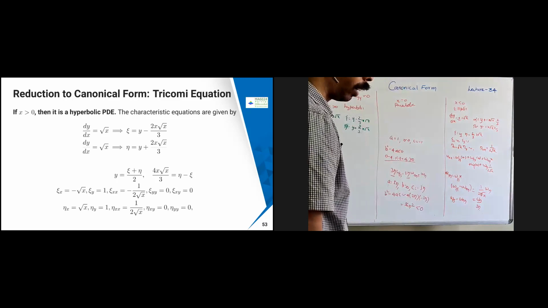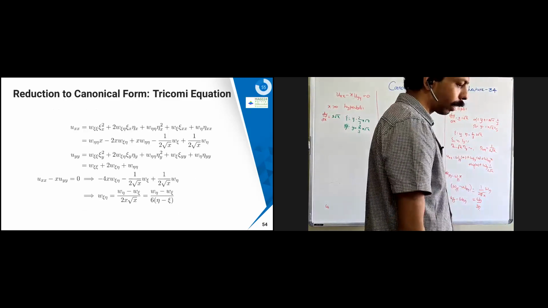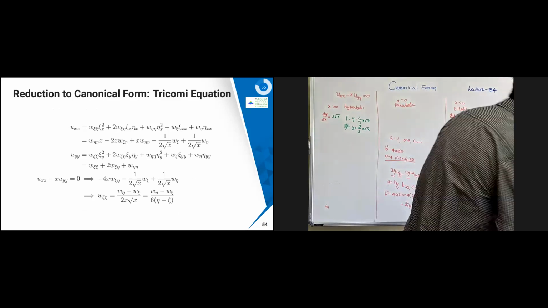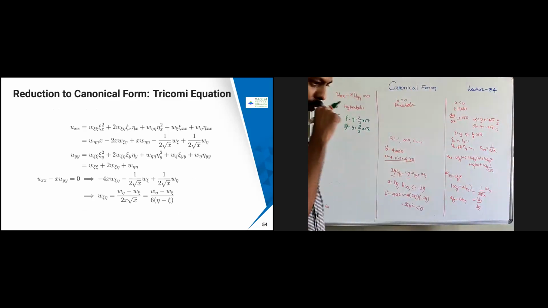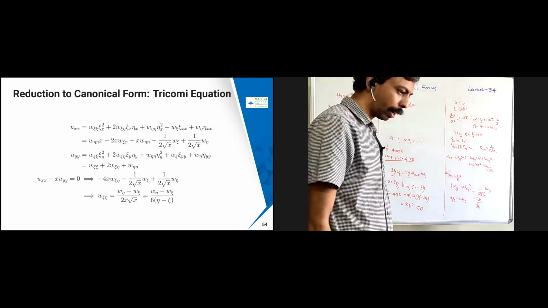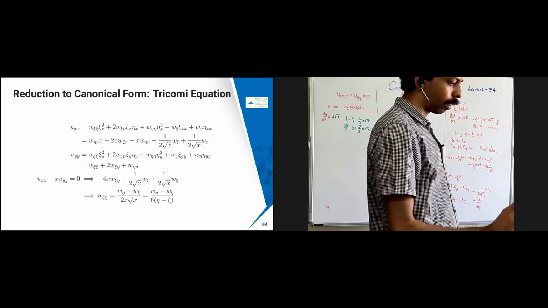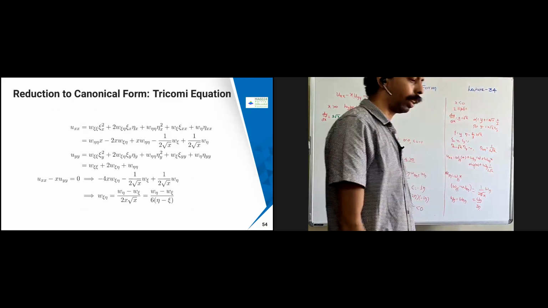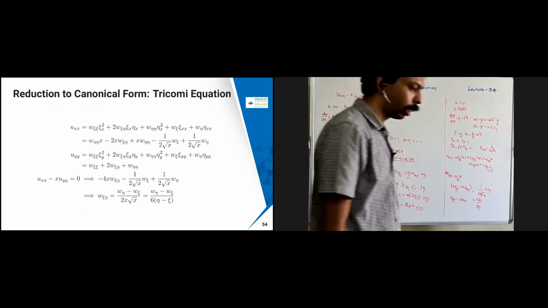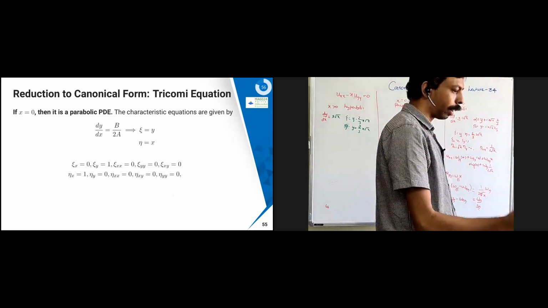Then what you are going to get is w_eta chi eta. Okay, after simplification, you are going to get w_chi eta equal to (w_eta minus w_chi) divided by 6 into (chi minus eta). Okay, so this is the one. Similarly, for elliptic PDE, the elliptical region, the Kuiper pattern.